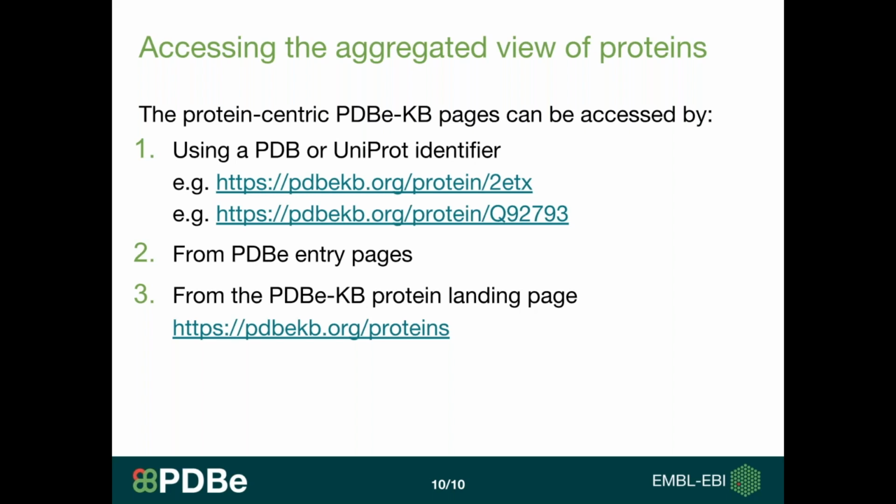The ways you can reach these protein-centric pages are described here. On one hand, you can use a URL like this, where at the end you either have a PDB identifier or a UniProt identifier. You will also be able to get here from the current PDBe entry pages, and also there is a sort of landing page at the PDBe-KB URL found here. So now I will walk you through the different segments and functionalities that we have on this protein-centric page.